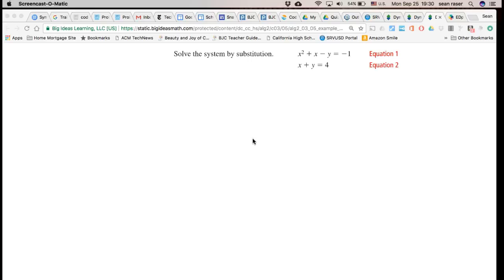Now, just as a refresher, substitution is when you isolate one of your variables in one of your equations and then substitute the amount that it's equal to in for that variable in the other equation. So substitution describes what you're doing in order to solve the system. Let's go through this example and I'll show you what I mean.